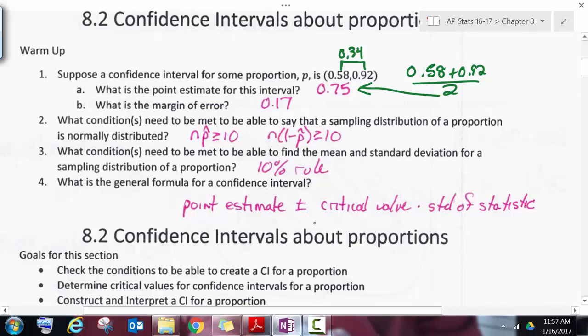And what is the general formula for a confidence interval? It's our point estimate, or our statistic, and that's what our formula sheet says, plus or minus the critical value times the standard deviation of the statistic, and this part is our margin of error. And now we're going to get into how we find those parts.